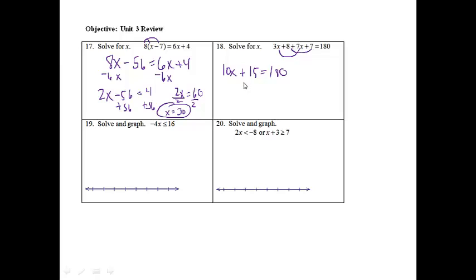Then to finish solving this problem, I'll subtract 15 from both sides. So I'll get 10x equals 165, and then I'll divide both sides by 10, and I'll get x equals 16.5. And there we go on that one.